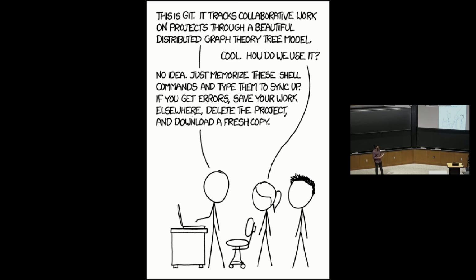This is Git. It tracks collaborative work on projects through a beautiful distributed graph theory tree model. Cool. How do we use it? No idea. Just memorize these shell commands and type them to sync up. And if you get errors, save your work elsewhere, delete the project, and download a fresh copy.